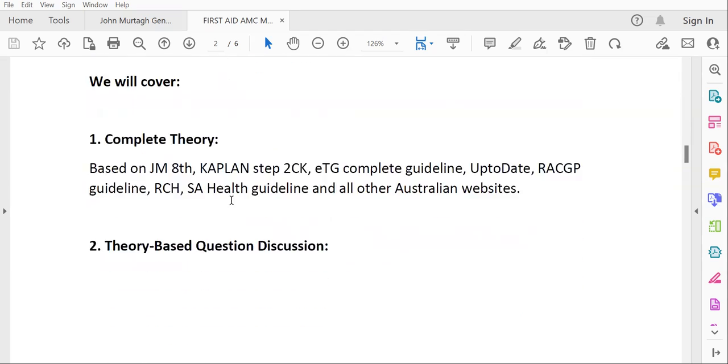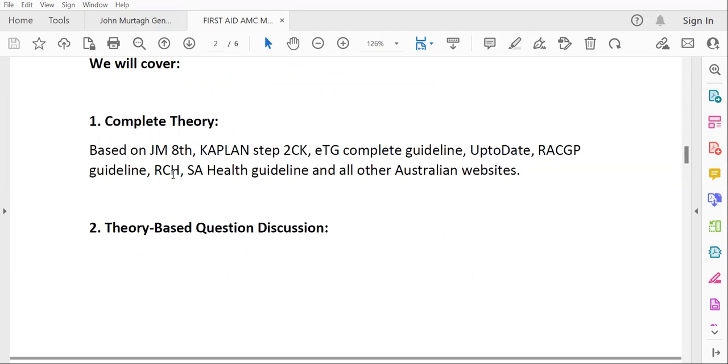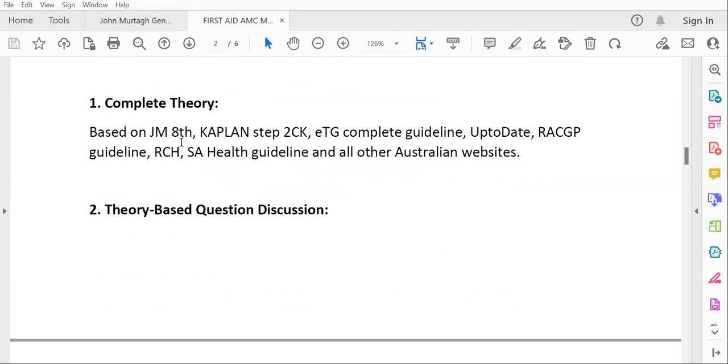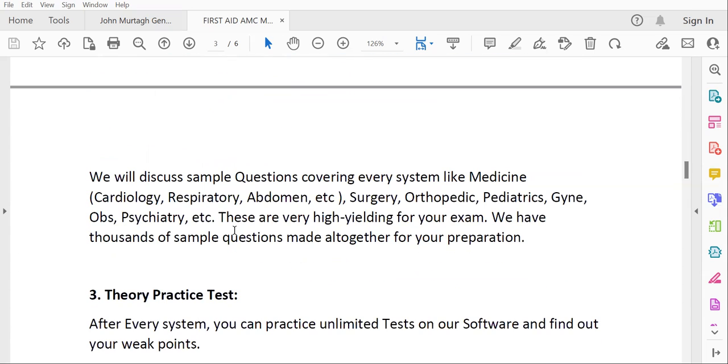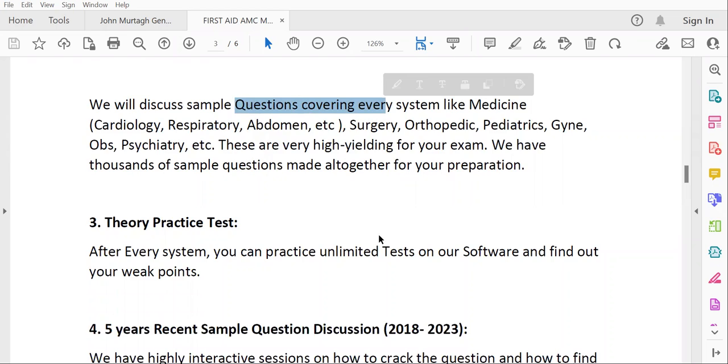Sydney time. We always take class on Zoom. So just like how we are doing now, that's how we do. We don't take classes on Facebook. It's just during these 2 weeks free session. So basically the theory is covered from all these guidelines that we are talking about. After each theory, like we do 2 cardiology classes, and after that, there will be a cardiology question solve. Same way, we do question solve of all the theory sessions that we do.